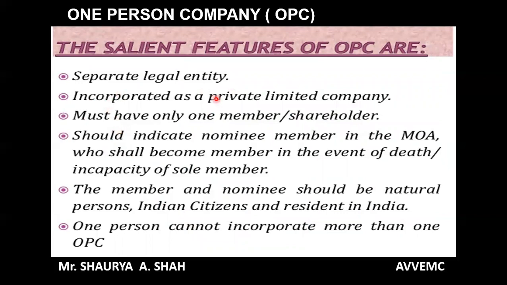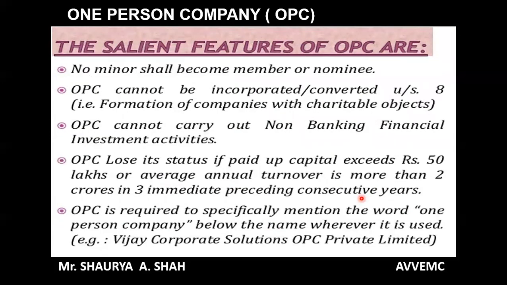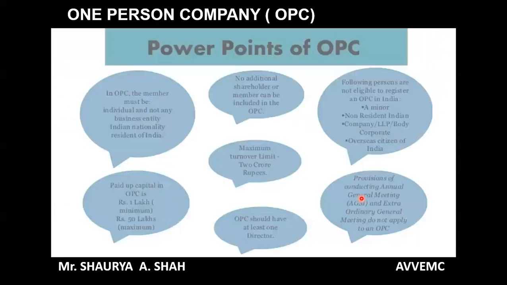That is, a separate legal entity incorporated as a private limited company must have only one member. Again, the member and nominee should be natural persons. We saw what natural persons are also, Indian citizen and resident in India, in detail, fine. So all these features we understood very carefully. Then again we saw the various characteristics, students. Only one slide gives you the entire idea regarding your one person company, and you can form points out of this also.